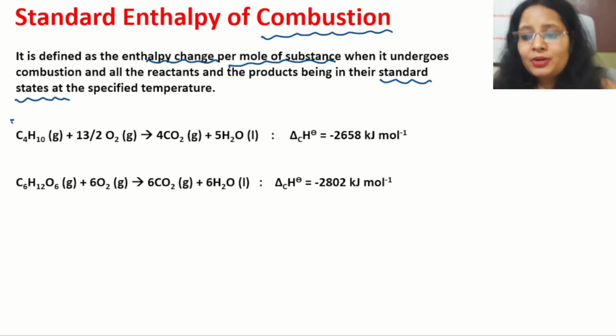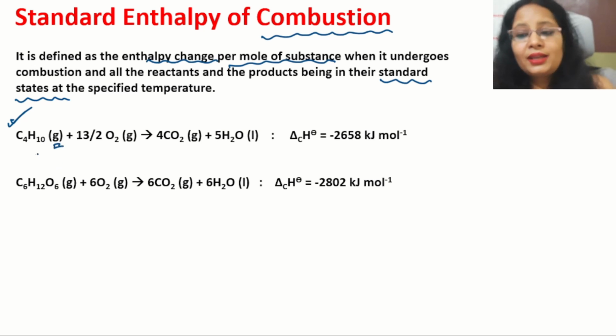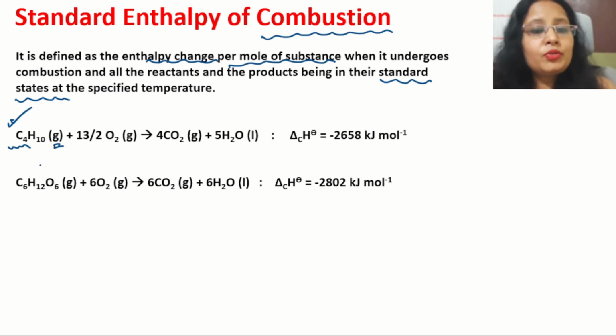Let's have an example to understand better. Here it's C4H10, which means butane. Butane in the standard form is a gas, and we can say it is 1 mole, since nothing is written, it means 1. So 1 mole of butane reacts with oxygen gas. Oxygen in the standard form is a gas.